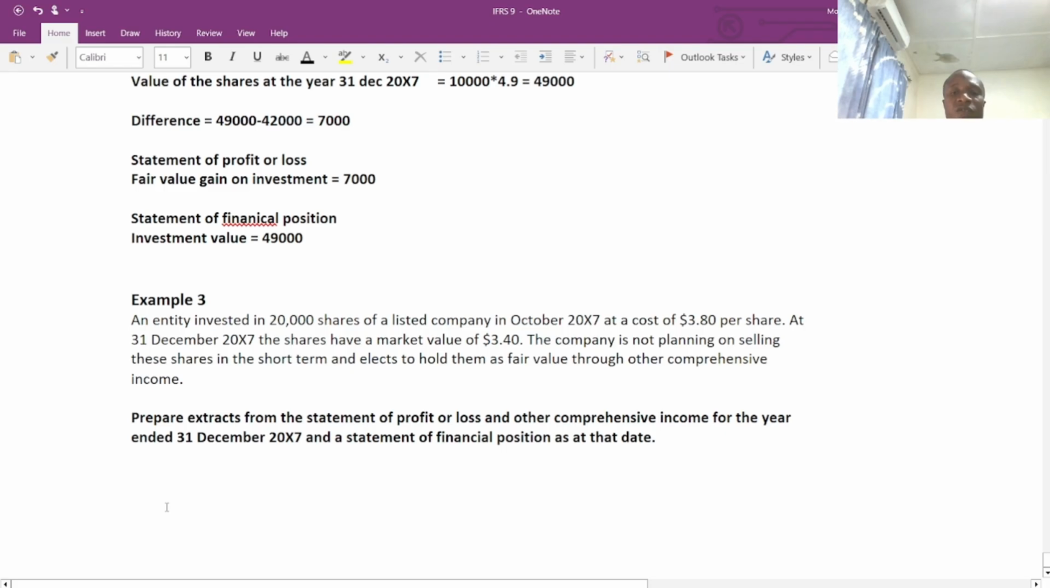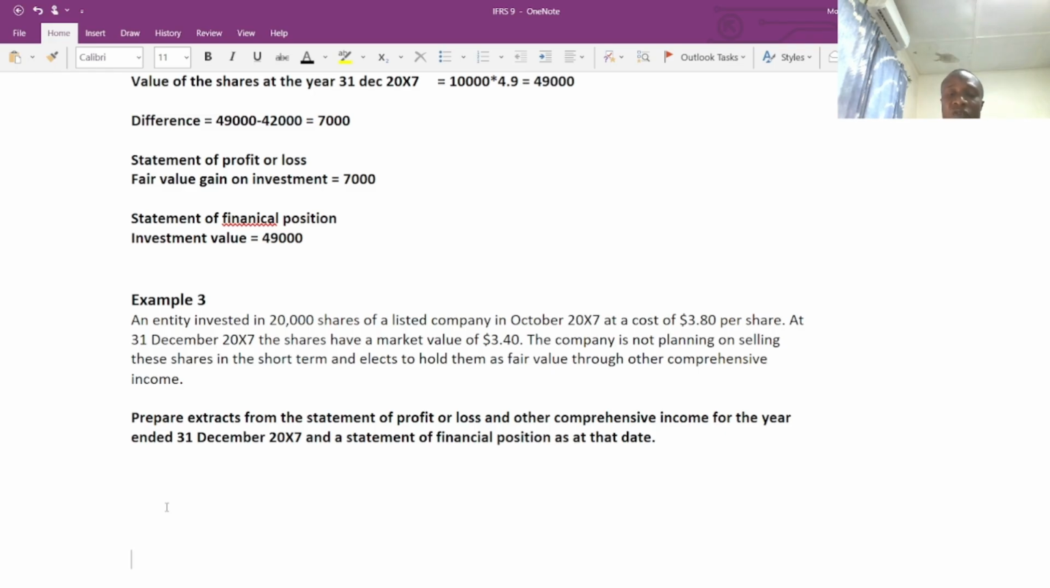Example 3, nothing much to worry about. Prepare an extract from the statement of profit or loss and other comprehensive income. An entity invested in 20,000 shares of a limited company in October 20x7 at a cost of 3.8. At 31st December 20x7, the shares have a market value of 3.4. This will be a loss. The company is not planning on selling these shares in the short term.